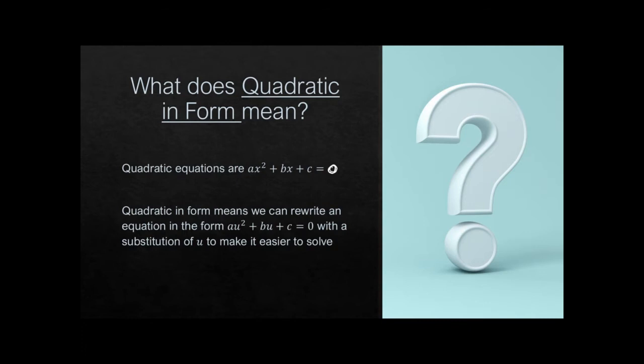And quadratic in form means that you can rewrite it to look like that, but you do a substitution. And we usually do a substitution with the letter U. I don't know why U was chosen, but we use the letter U for substitutions in math for tons of things. Even in calculus, we use the letter U whenever we do a substitution. So it's just the letter chosen to indicate that you're substituting. So you substitute something, and when you do that, it looks quadratic, and then you can solve, and then you basically have to back substitute.